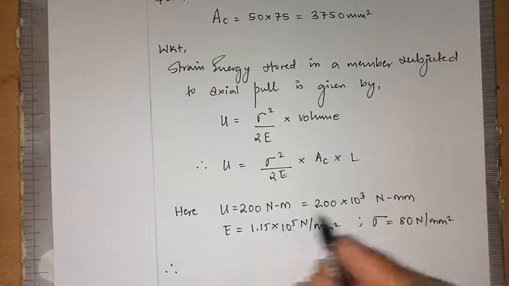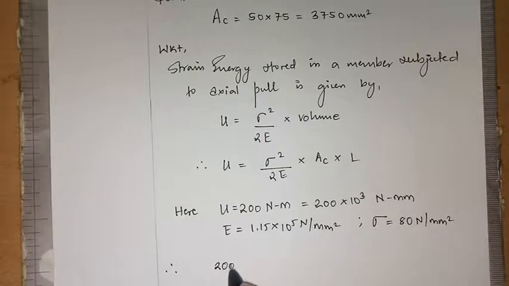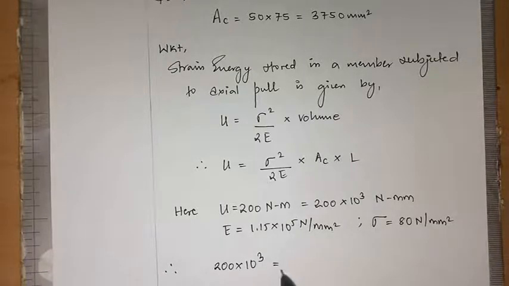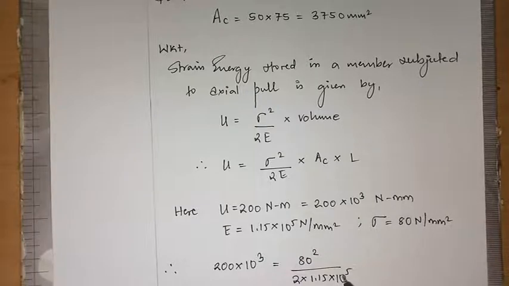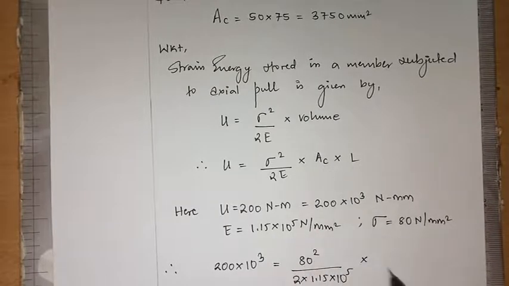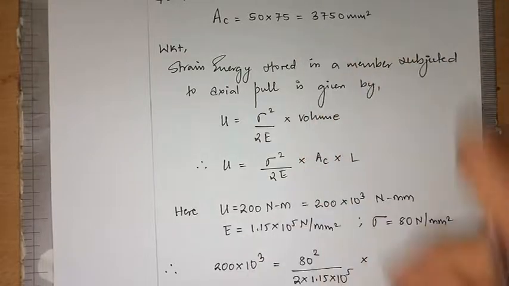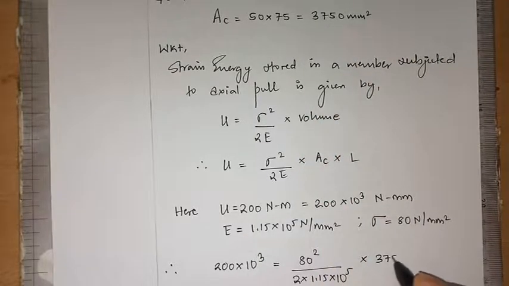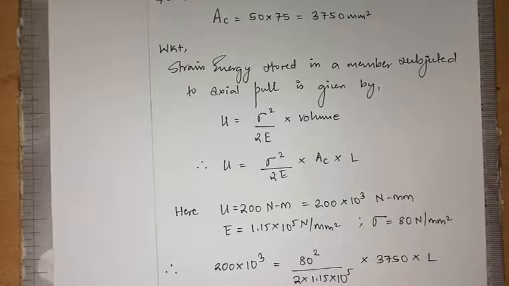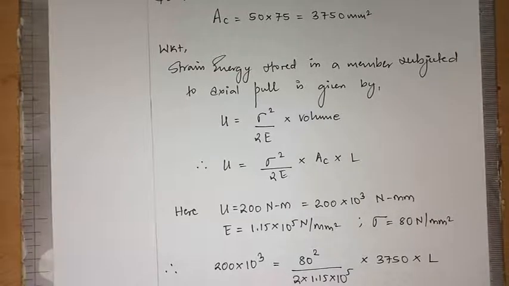Value of U is 200 into 10 raised to 3. That should be equal to sigma square, which is 80 square, divided by 2 into E, where the value of E is 1.15 into 10 raised to 5, into AC, which I have calculated as 3750, into L. So only L will be unknown. Therefore you just simplify and check out what will be the value of L.